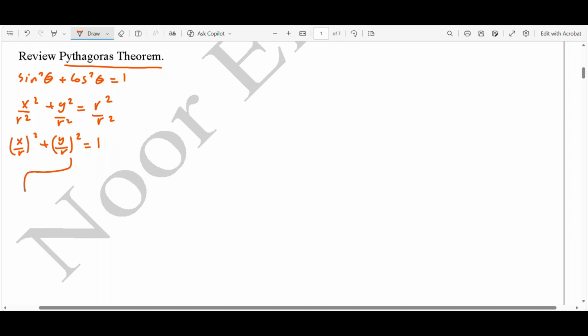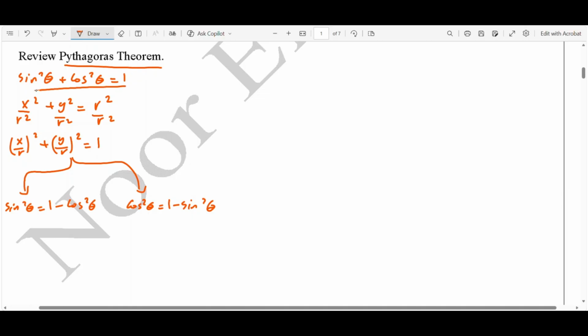This identity will give me another 2 identities. Sine squared theta equals 1 minus cosine squared theta. Also, cosine squared theta equals 1 minus sine squared theta. And because we have 6 ratios, I'm going to have other identities. Let's find these identities.